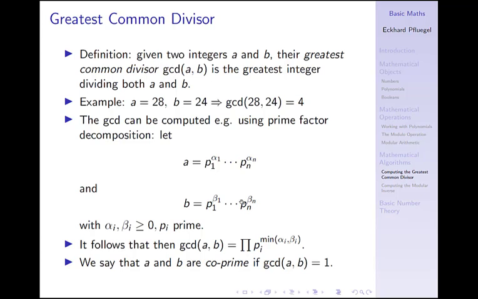So another definition: we say that two numbers a and b are coprime if the GCD happens to be 1. And that's quite an important property which is used a lot. So it's worth giving it its own notion. That's why people call it coprime.